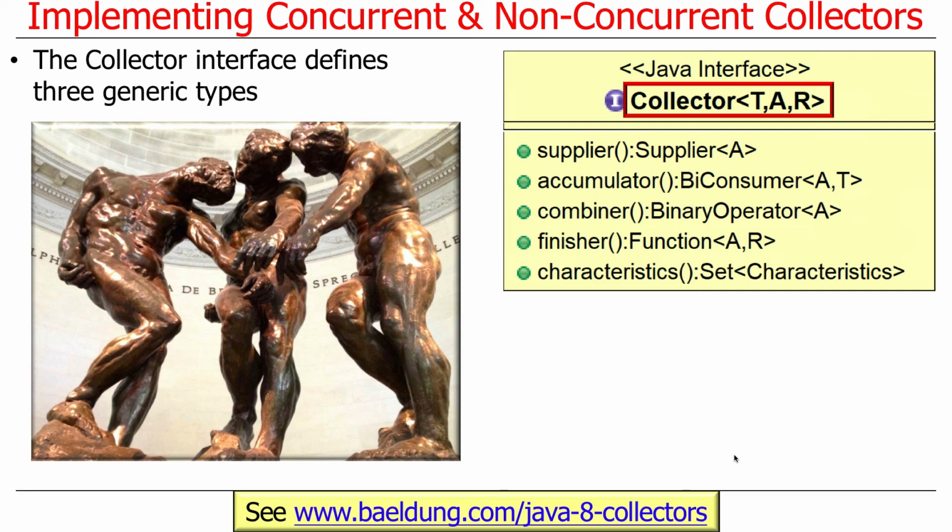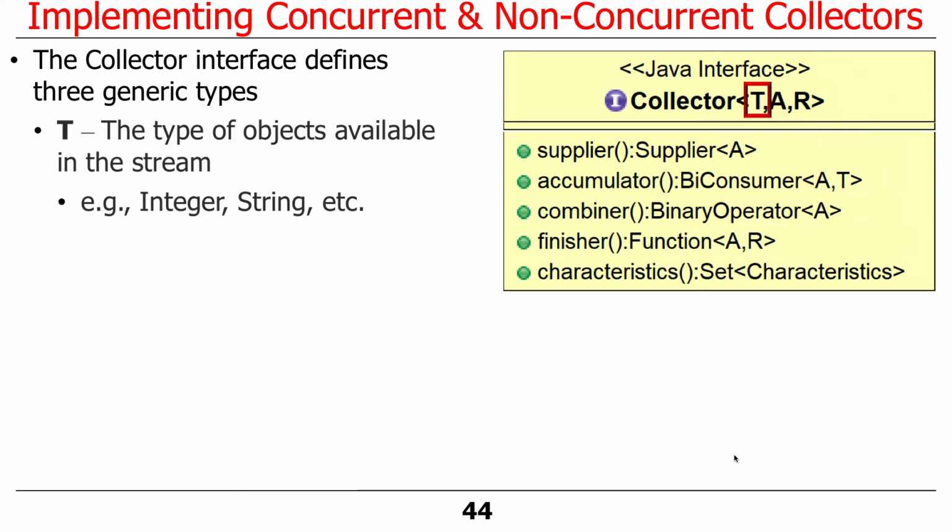So there's an interface called collector, and there are 3 generic types that are in collector. One type is type T, that's the first generic parameter, and that's the type of object or objects that are available in the stream that we're collecting. So if we're collecting a stream of integers or a stream of longs or a stream of search results or a stream of employee records or whatever, that's what T is. That's the type T that we're working on.